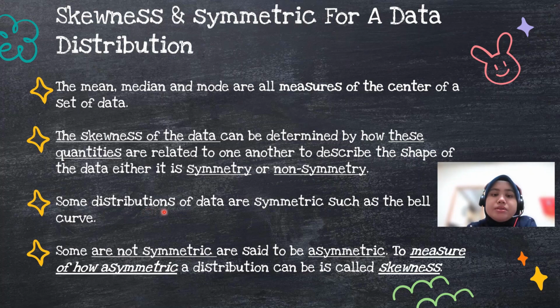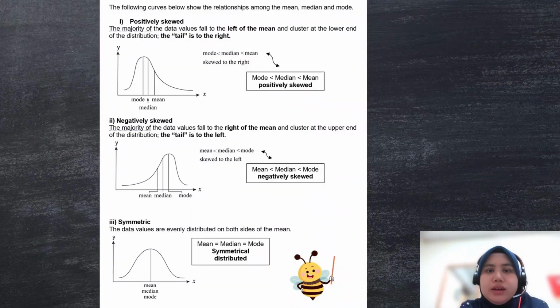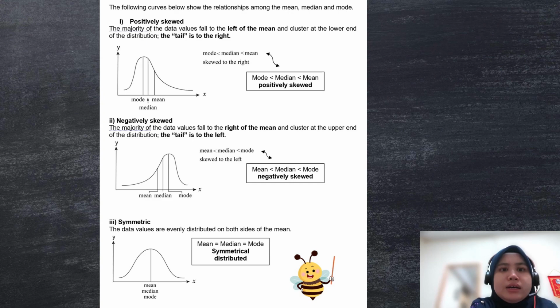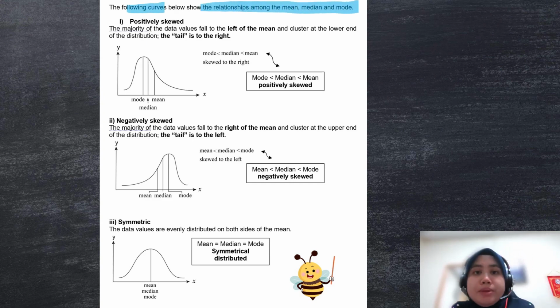Some distributions of data are symmetric, such as the bell curve. Some are not symmetric and are said to be asymmetric. The measure of how asymmetric a distribution is, is called skewness. Now let's continue to learn about the following curves to show the relationship between the three Ms: mean, median, and mode.